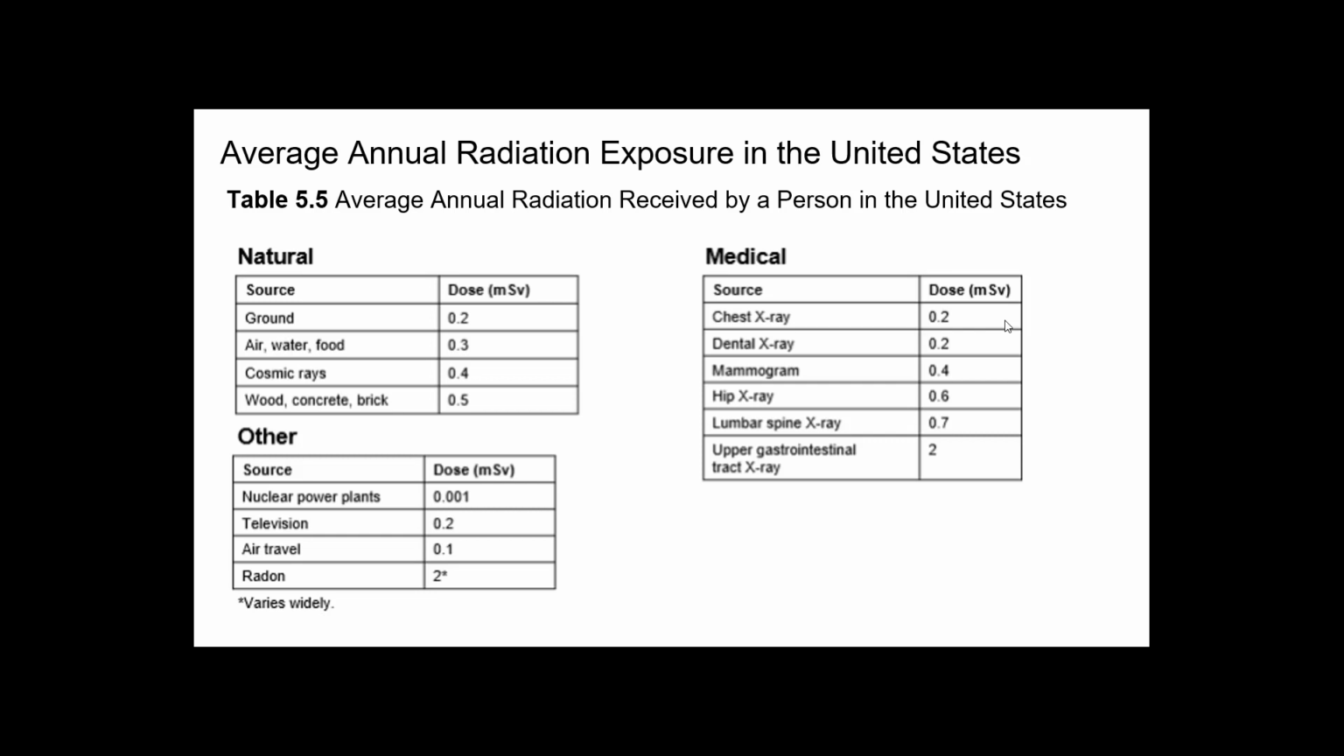I'm not going to go into more detail, but even that can provide small amounts of radiation. Some of these amounts are so low that they really are not a cause for concern. Let's take a look. There are natural sources: ground, air, water, food, wood, concrete, brick, and the doses that they provide.